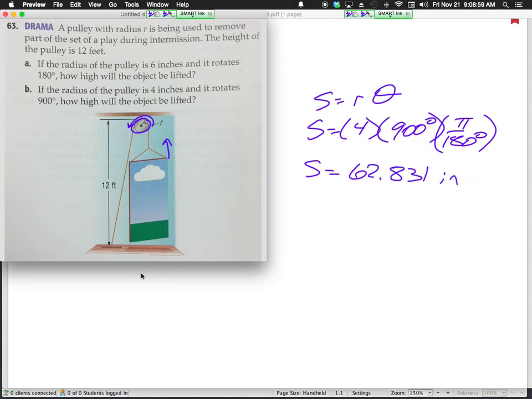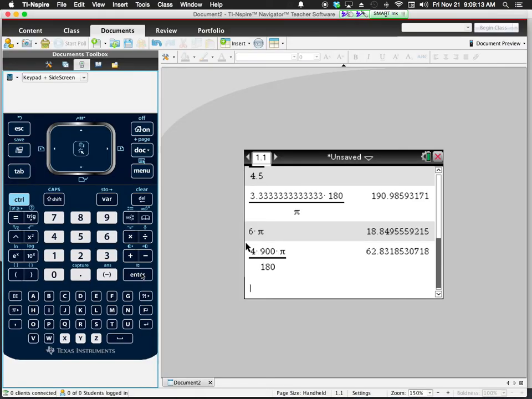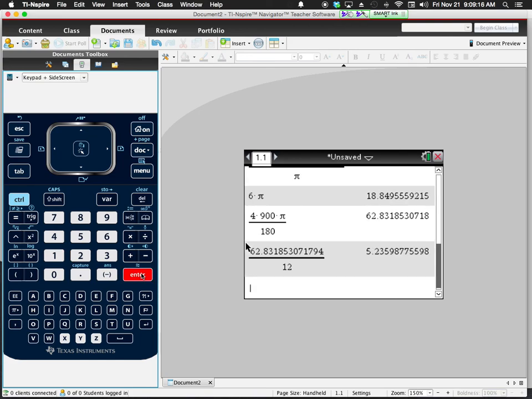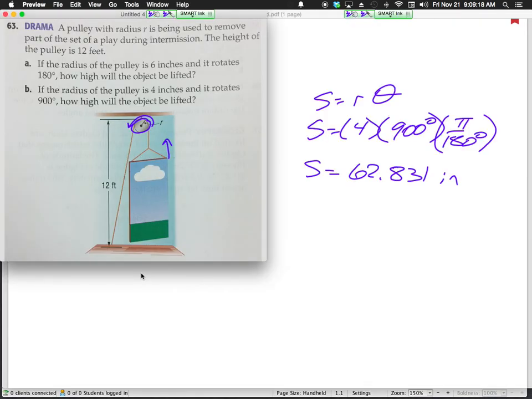Okay, but what's something else I might want to know? Because 62.83, yeah, I might want to know how many feet that is. So what do I do to my answer to figure out how many feet that is? Divide by 12. So I'm going to go back in here and divide my answer by 12, and that gives me 5.235 feet. Okay, so if you got a pulley, and you know what the radius is, and you know how much you're going to rotate it, you can figure out how far whatever you're lifting is moving. I think that's pretty interesting.